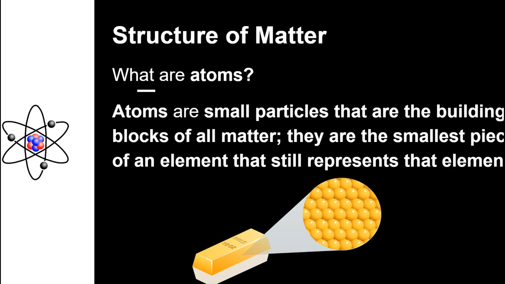So for example, you see in the picture what looks like a block of gold. If you were to look at the block of gold under a super intensive microscope, then you would see all of the individual gold atoms that make up the gold brick.